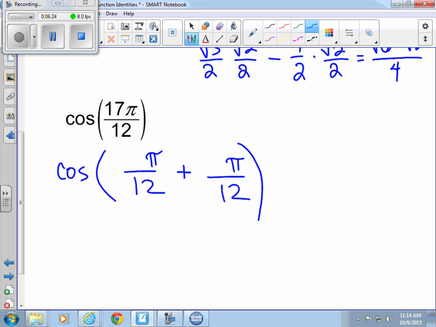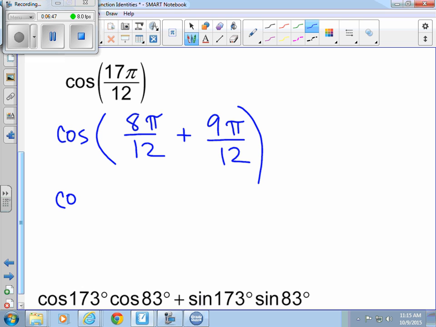options? Does it matter which option you choose? No. No, it makes no difference at all. 8 and 9 sounds good to me, but could have been anything. And it doesn't matter which one you pick. There's no right answer on that. As long as you pick a combination that does reduce. And so I'm going to reduce them before I rewrite. So I get cosine of 2 pi over 3.